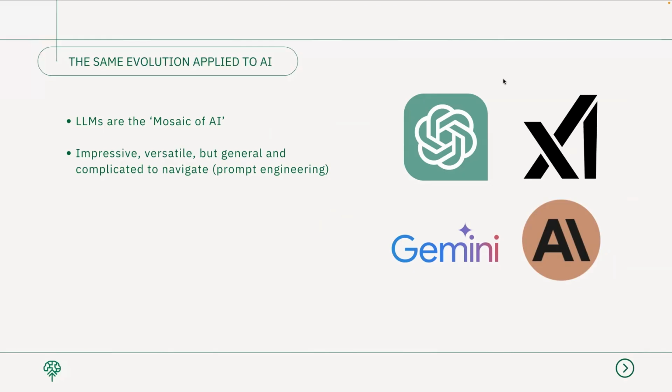Impressive, versatile, but general and complicated to navigate and get it to do what you want it to do, right? There's that whole skill set. Has anybody here heard of prompt engineering? Yeah. It's a skill set of being able to ask really good questions or write really good prompts to these AI models to get them to do what you want, right? So it's impressive technology, but complicated. I think I beat that point to death.